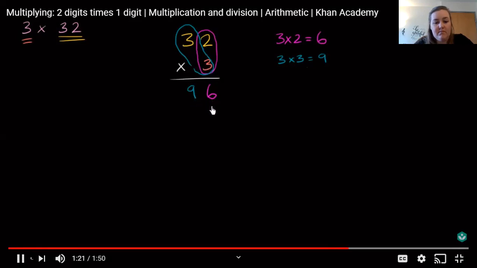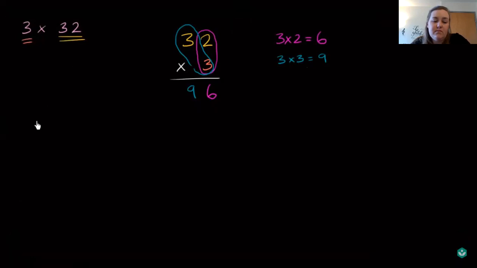I really encourage you to think about why this worked. I'll give you a little bit of a hint. Remember, 3 times 32 is the same thing as 3 times 30 plus 3 times 2. If you look at it that way, that's essentially what this process did. We did 3 times 2 is 6, 3 times 30 is 90. You add them together, you get 90 plus 6 is 96.